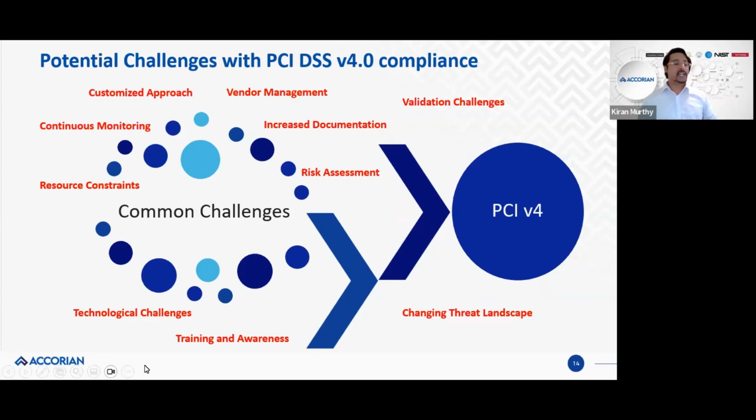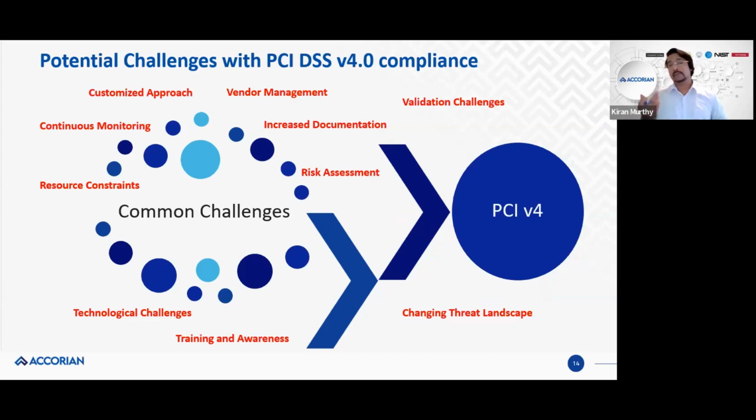There is a lot of documentation. For any customized approach, you have to provide the documentation, so in that way there is a lot of increase in the documentation. Technological standards: some of the requirements might need technological upgrades or overhauls, which can be time consuming and also expensive as well. So, regular awareness training.